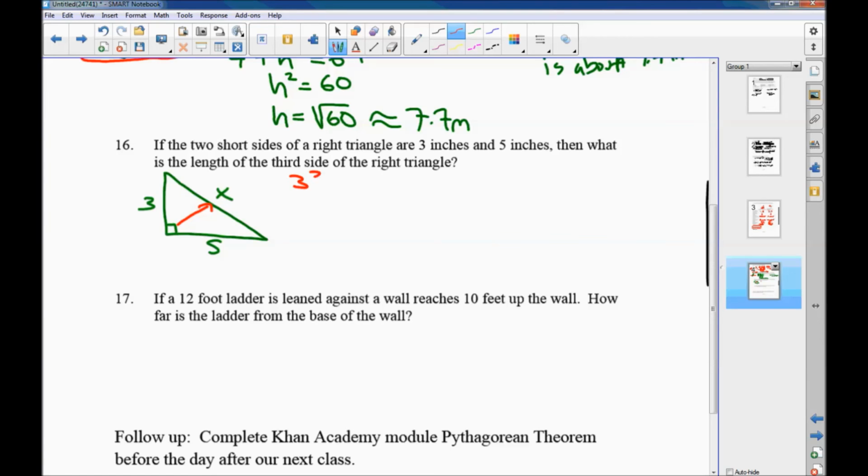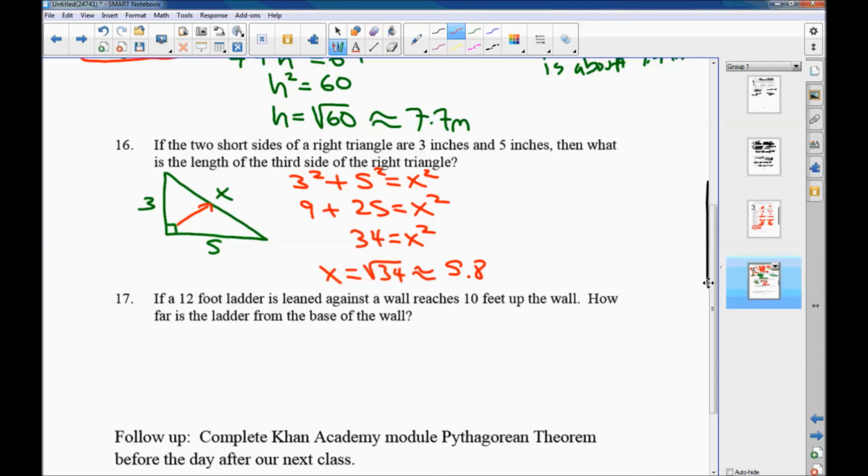So here we're going to write our equation then. 3 squared plus 5 squared equals x squared. 3 squared is 9. 5 squared is 25, and 9 plus 25 makes 34. So x is going to be equal to the square root of 34, which is about 5.8. Okay, so the third side is about 5.8 inches.